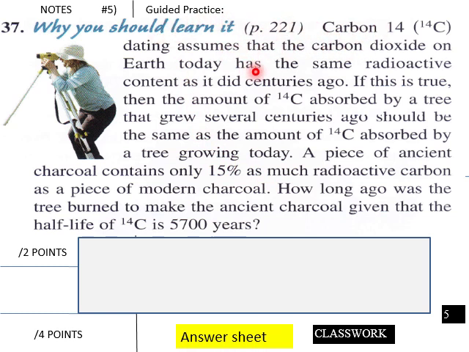Carbon-14 dating assumes that the carbon dioxide on Earth today has the same radioactive content as it did centuries ago. If this is true, then the amount of carbon-14 absorbed by a tree that grew several centuries ago should be the same as the amount of carbon-14 absorbed by a tree growing today. A piece of ancient charcoal contains only 15% as much radioactive carbon as a piece of modern charcoal. How long ago was the tree burned to make the ancient charcoal, given that the half-life of carbon-14 is 5,700 years? So how would we solve that problem?